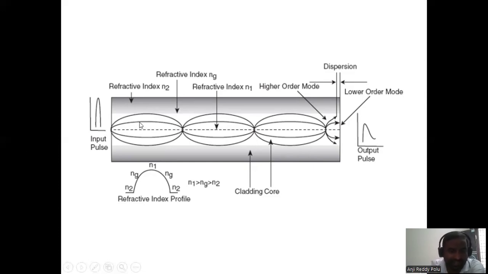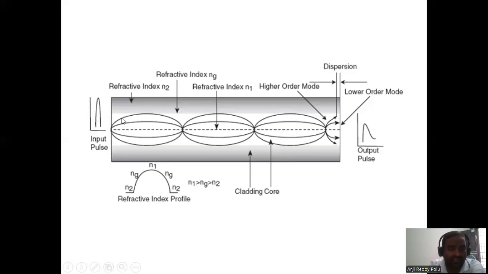The reason is that where the first light ray is traveling, the refractive index is more. Where the second light ray is traveling, the refractive index is small. See, this is the optical fiber axis. Along the optical fiber axis, the refractive index is maximum. When we move along the radial distance, the refractive index gradually decreases. Where the first light ray is traveling, the refractive index is high, and where the second light ray is traveling, the refractive index is low.